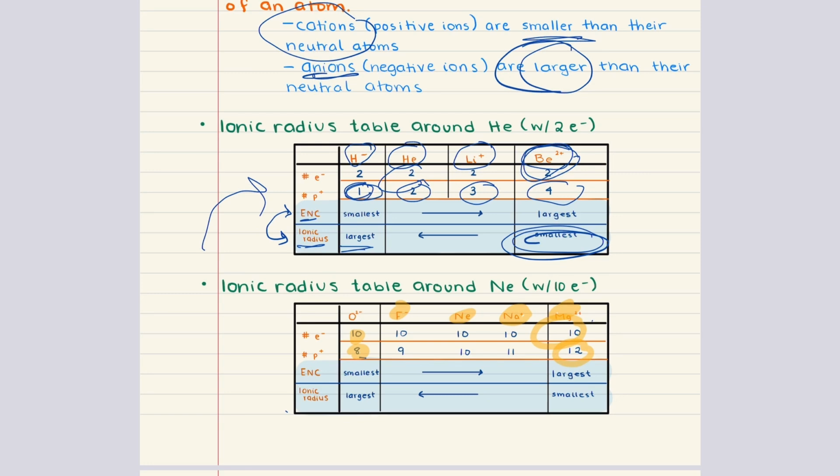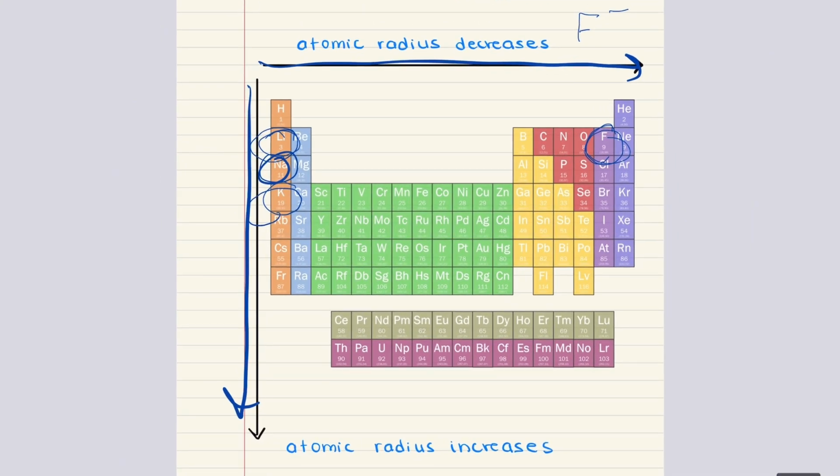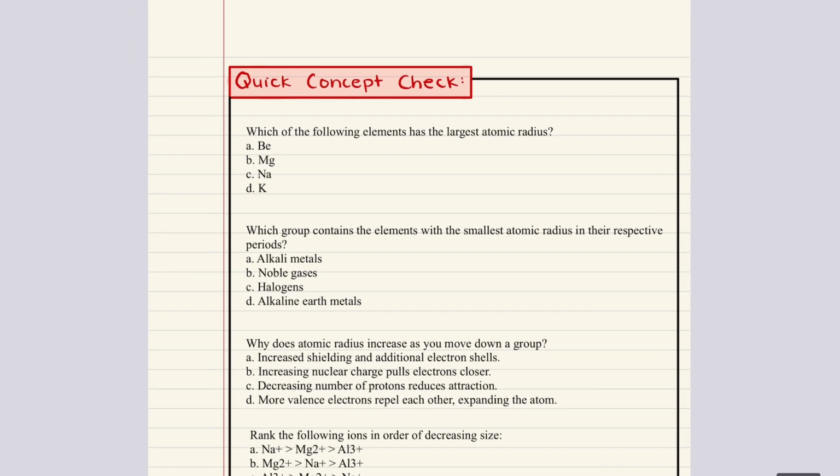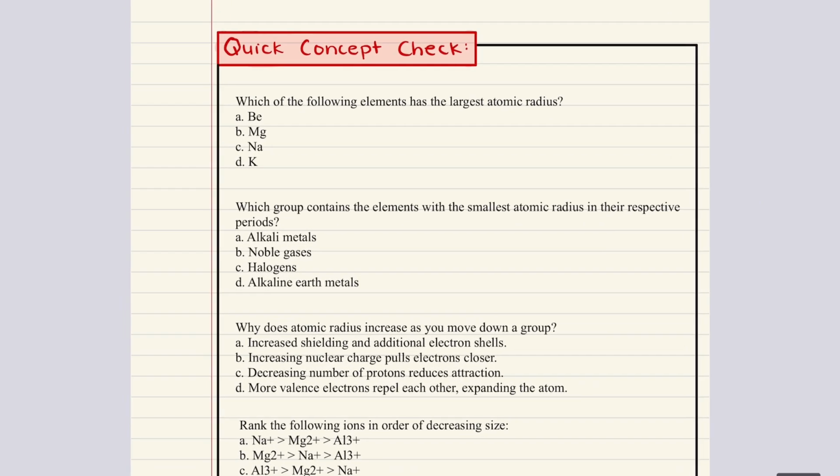So in summary, atomic radius decreases across a period and it increases down a group. Cations are always smaller, and anions are always larger than their neutral atoms. And finally, for isoelectronic species, the ion with the highest nuclear charge is going to have the smallest ionic radius. With that in mind, let's jump into a couple of practice problems.